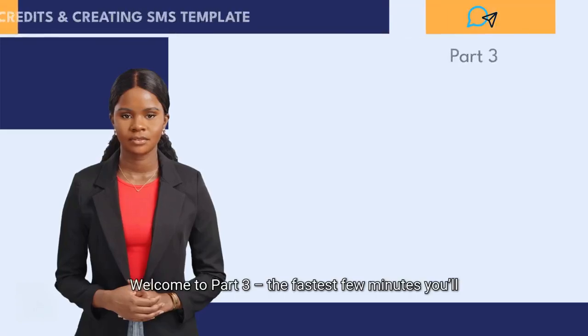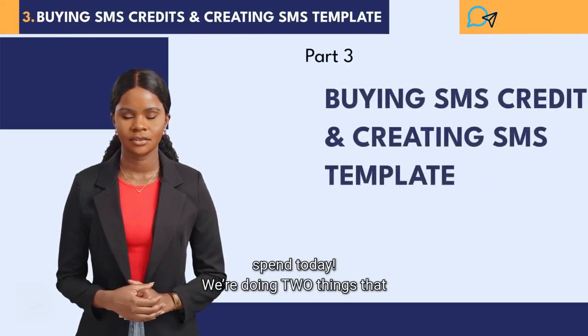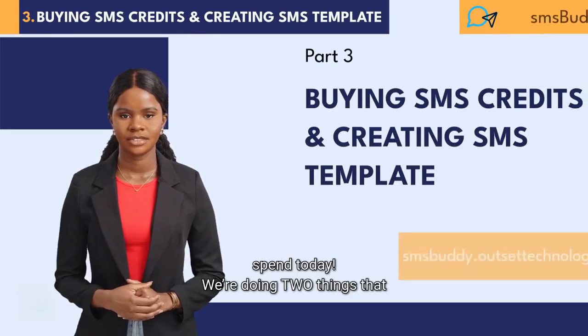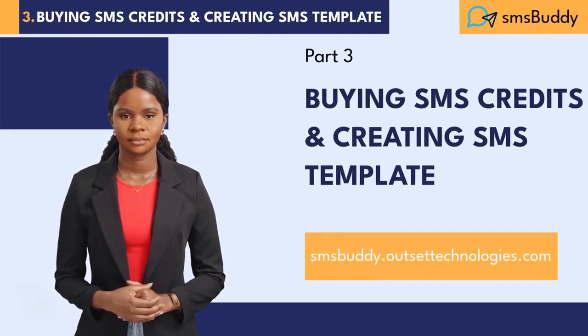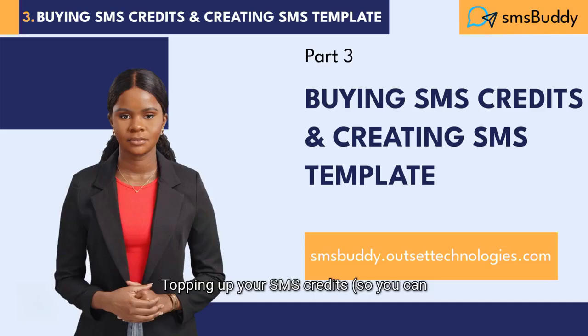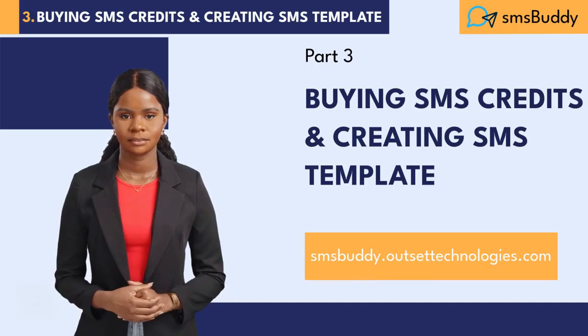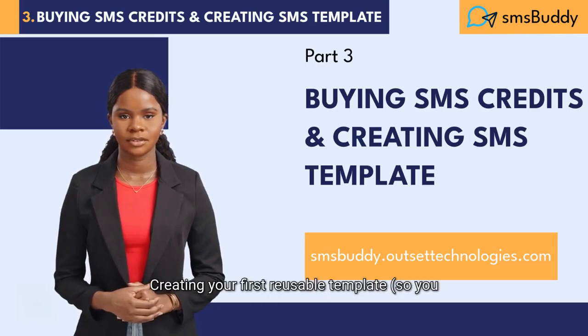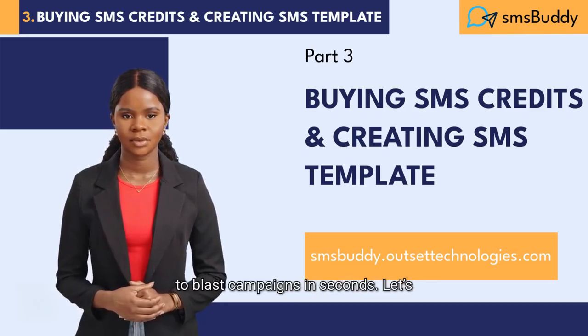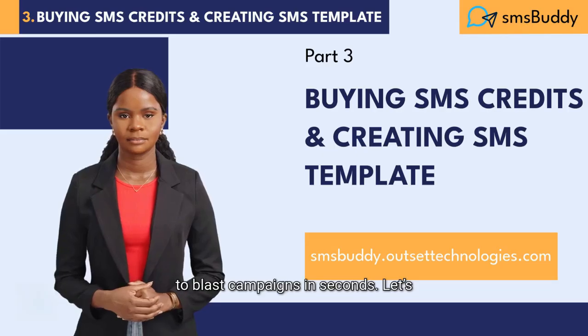Welcome to part 3, the fastest few minutes you'll spend today. We're doing 2 things that unlock everything else. Topping up your SMS credits, so you can actually send messages. Creating your first reusable template, so you never type the same message twice. Watch this once and you'll be ready to blast campaigns in seconds. Let's go!